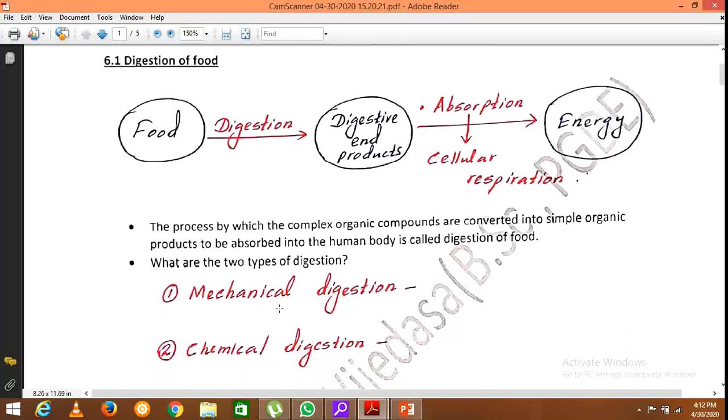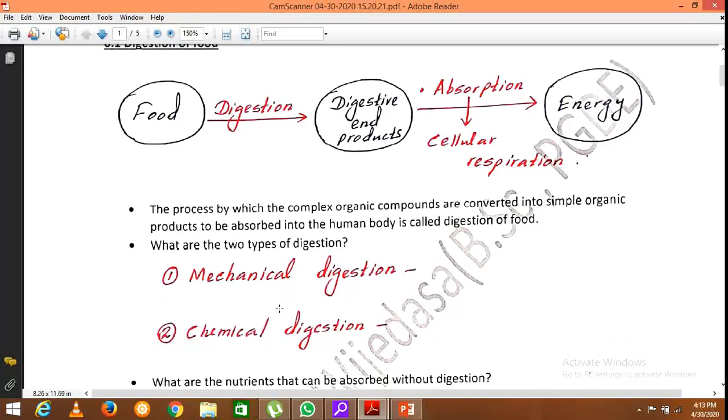There are two types of digestion. First one is mechanical digestion. The physical nature of the food is affected. For example, the large pieces are broken into small particles, and as a result of it, the surface area of the food particles is increased. And the second method is chemical digestion. There, insoluble complex compounds are converted into simple molecules due to the action of enzymes.